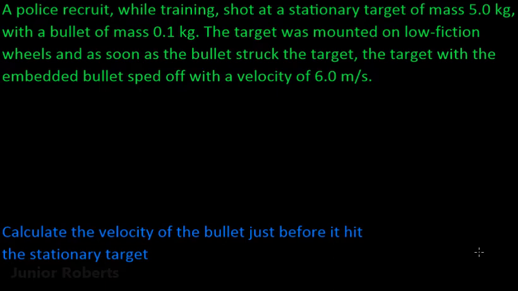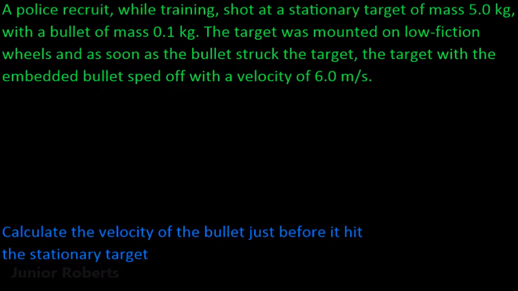So this question says that a police recruit, while training, shot at a stationary target of mass 5 kilograms with a bullet of mass 0.1 kilograms. The target was mounted on low friction wheels, and as soon as the bullet struck the target, the target with the embedded bullet sped off with a velocity of 6 meters per second. So this question wants us to do a couple of things, and the first thing is to calculate the velocity of the bullet just before it hit the stationary target.